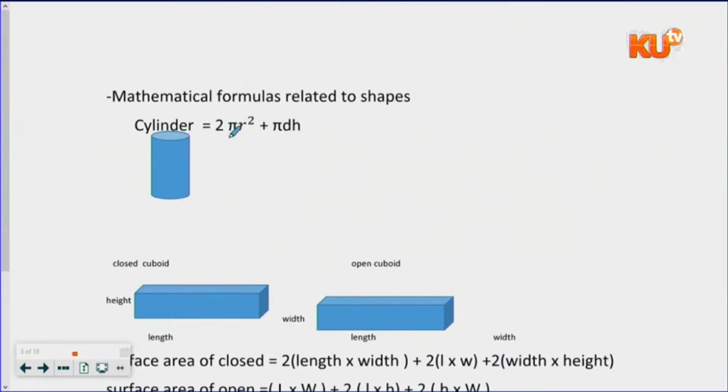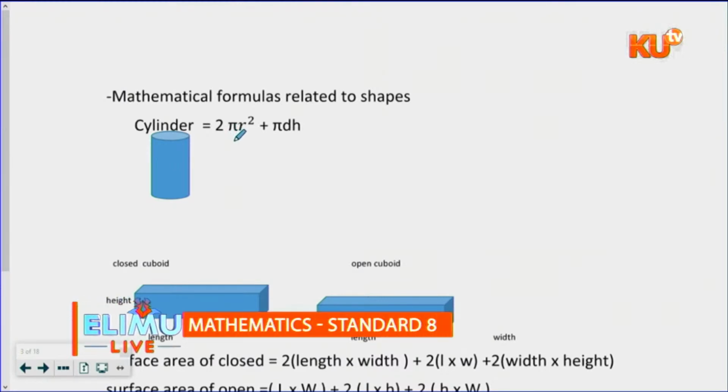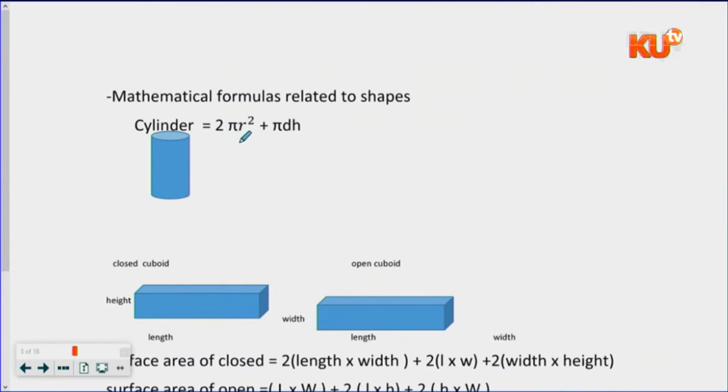That is the area of one circle: pi r squared. But now there are two, so we simply multiply by 2. Then we say 2 pi r squared. Then we come to the third part, which is the curved part.